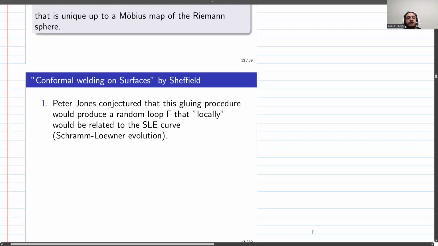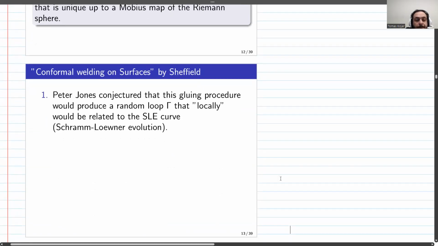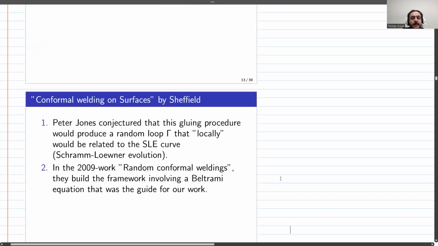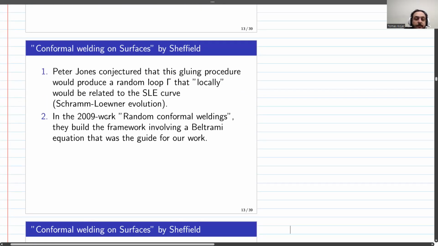So Peter Jones conjectured that this gluing process with the independent GMCs will produce a random loop gamma that locally looks like SLE. So that's Loewner evolution. In the 2009 work by AGKS, random conformal weldings, along with Jones, they built a framework for Beltrami equations towards answering this question.